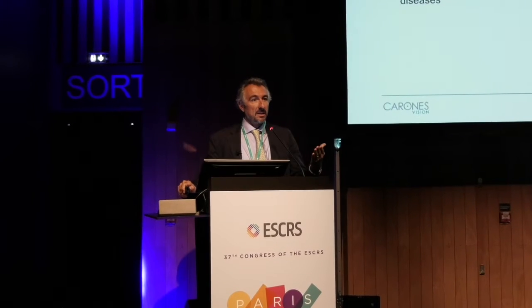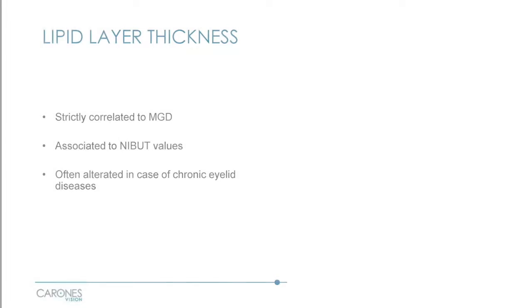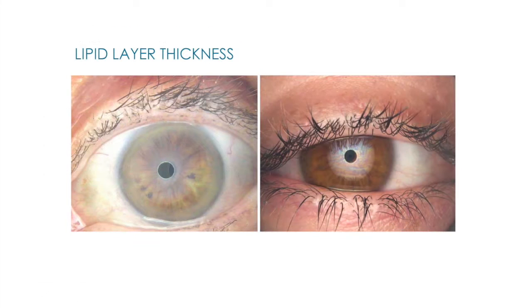So you have to do another exam that is called interferometry and evaluates the lipid layer thickness. This is strictly correlated, on the other hand, to the MGD, so to meibomian gland dysfunction, because meibomian glands are the ones that are producing the meibum, and so if the meibomian glands are not working properly, you have a very thin lipid layer. Usually it is associated with a low NIBUT value and often is altered in case of chronic eyelid disease. This is an example of lipid layer thickness.